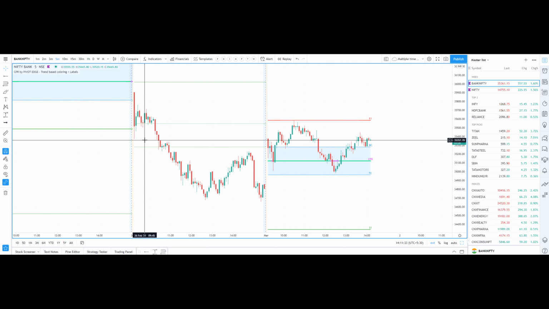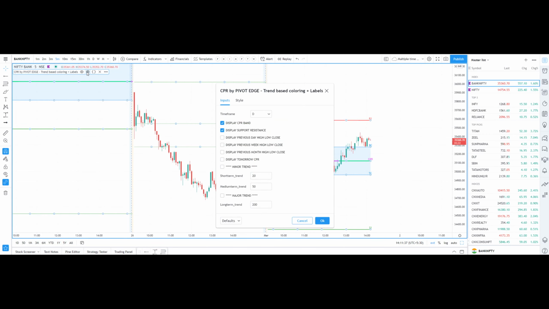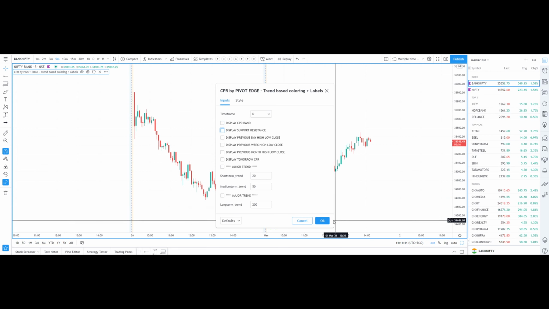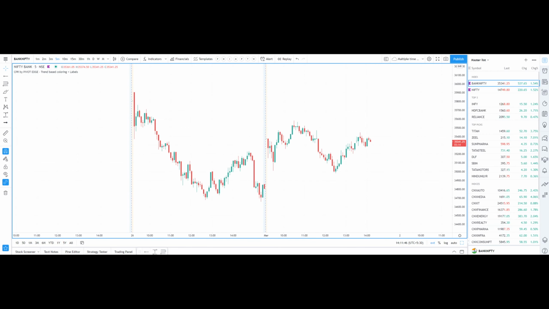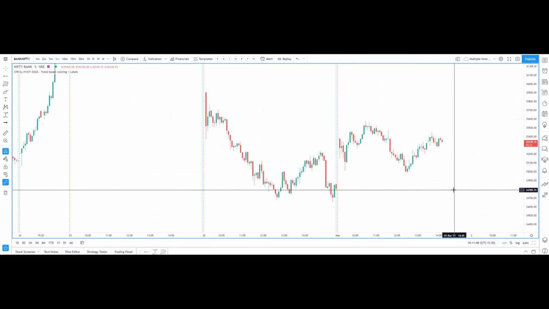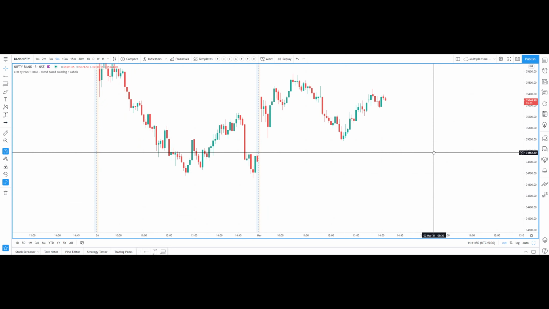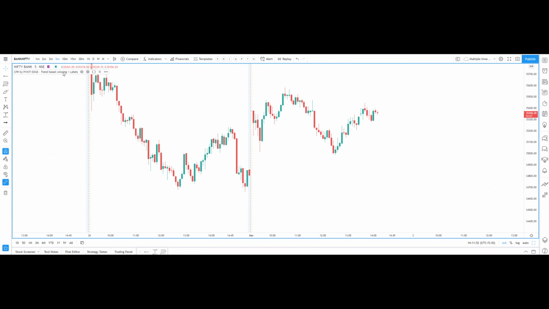Okay. Now let us see the features of this indicator. If you go to the settings, by default some of the options I have kept on. Now I'll switch off all the options. Now let us see one by one feature of this indicator.